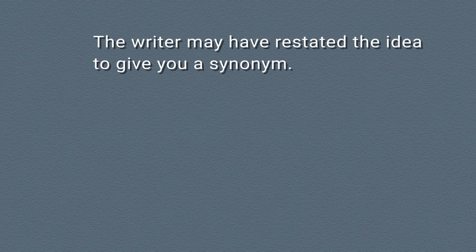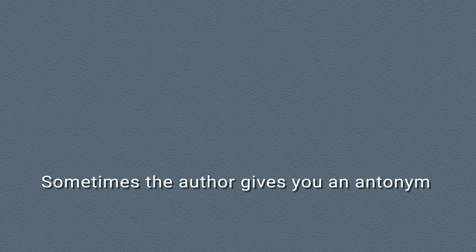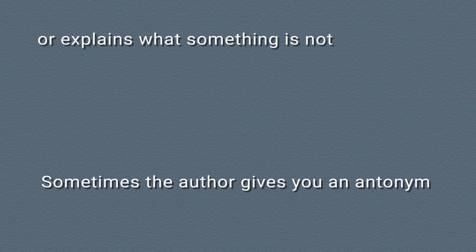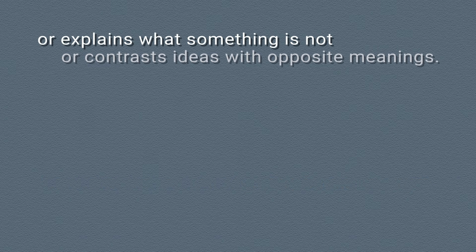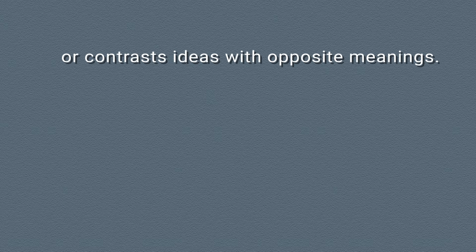And that's it. If you pay attention to what's around the text or the context, you'll see that many times the information you need to figure out the meaning of a word is right there. This way you can focus on reading and understanding what you're reading without having to stop and look up words all the time. And it takes just a few seconds to do that. The writer may have restated the idea to give you a synonym. Sometimes the author gives you an antonym or explains what something is not or contrasts ideas with opposite meanings.